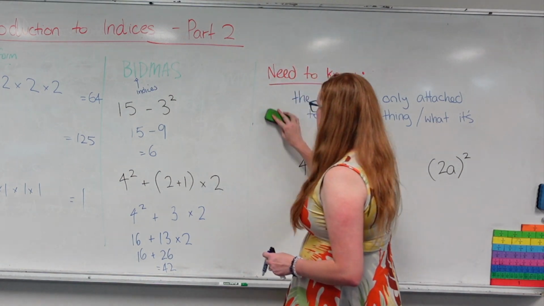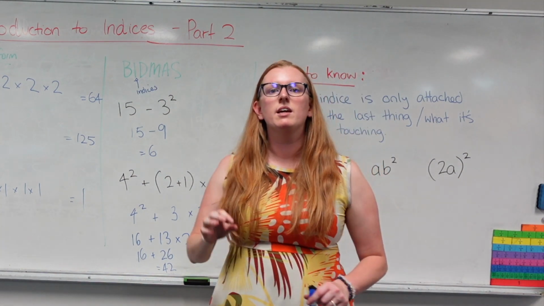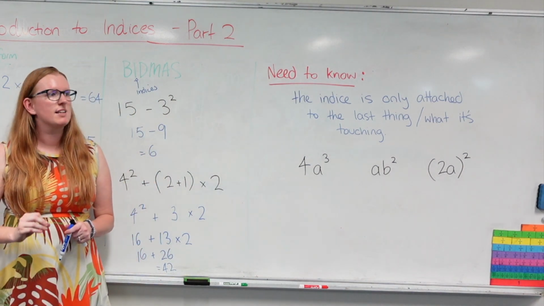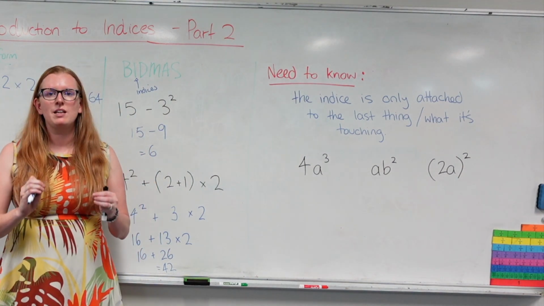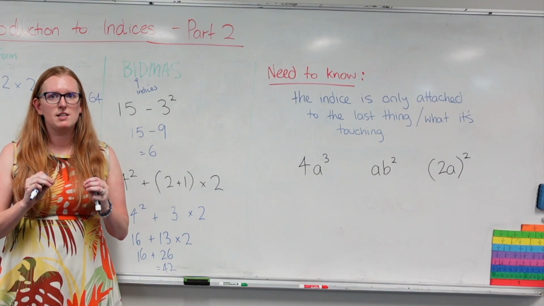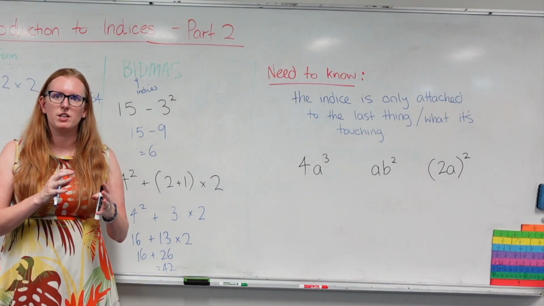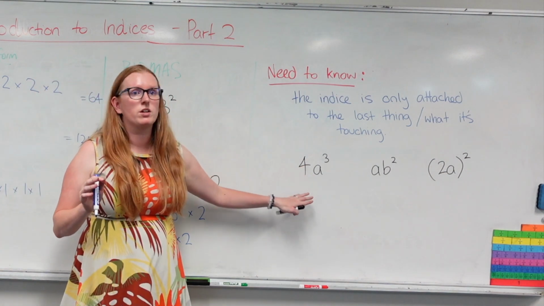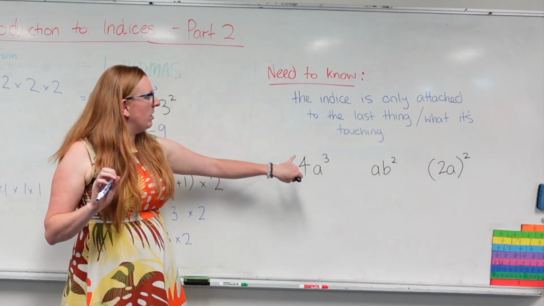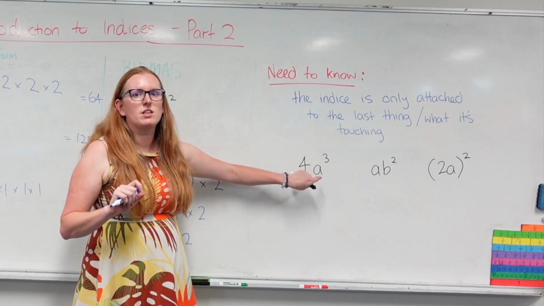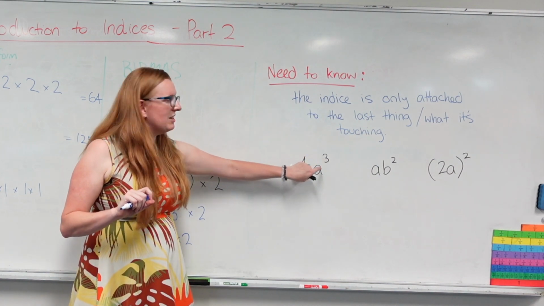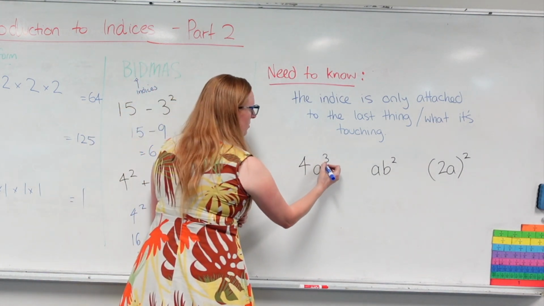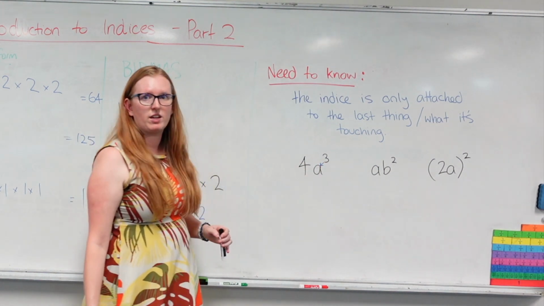All right, and lastly, something that is really important to know about indices is that your indice is only attached to the last thing, or to the thing that it's touching. Technically, it doesn't actually touch anything. It's just written really close to. So here, my indice is only attached to the last thing. It is only attached to this a. So I've got 4a to the power of 3. The indice is only attached to this a, okay?